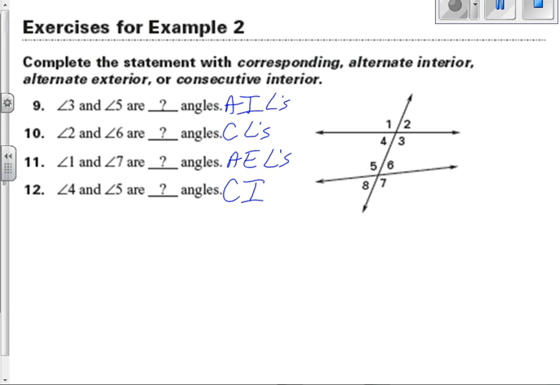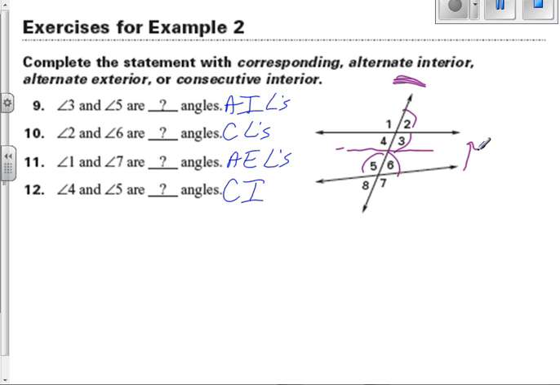So number 9 says angle 3 and angle 5. If I look at angle 3 and angle 5, I notice that they're alternate and they're interior. So it's alternate interior angles. So AI and the angle symbol, alternate interior. If I look at number 10, I'm looking at 2 and 6. 2 and 6 looks like corresponding angles. If I were to cut this in half and then slide this up, I would notice it's in the same position.